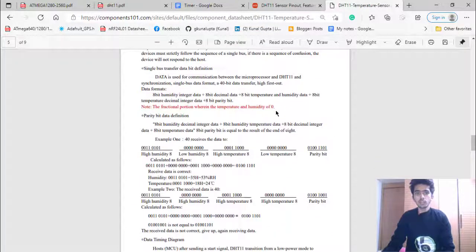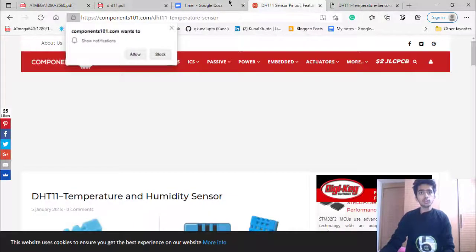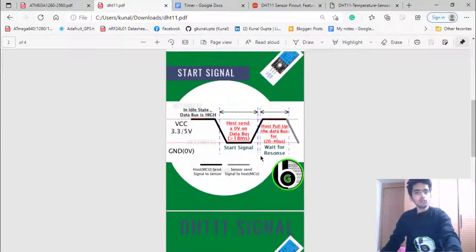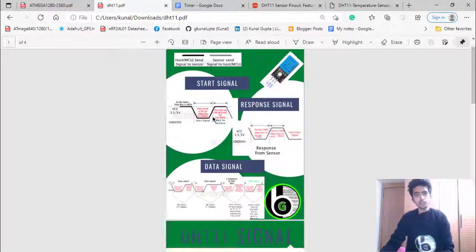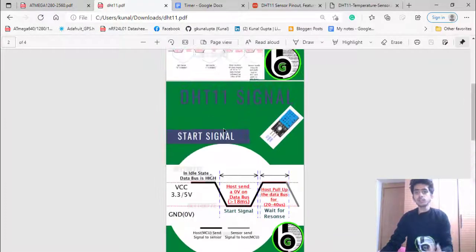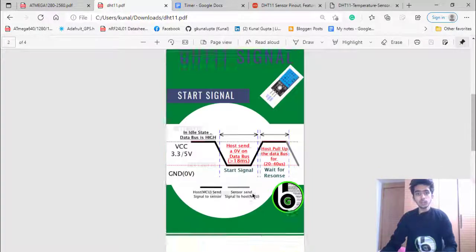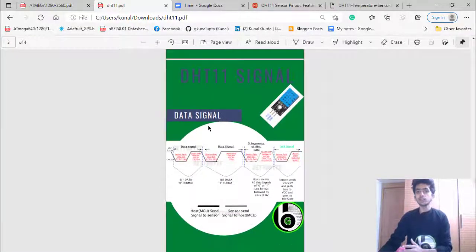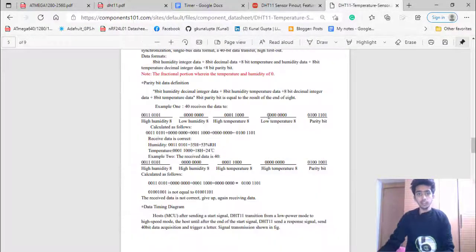So the DHT11 sensor follows one-wire communication. I have created a PDF in which there are 3 phases basically: start signal, response signal, and data signal. The start signal is sent from the microcontroller to the sensor, then the response signal is received from the sensor as an acknowledgement to the microcontroller that our sensor is working and is going to send some sensor data, and then finally the data signal is sent by the sensor to the microcontroller, which contains our temperature and humidity readings.